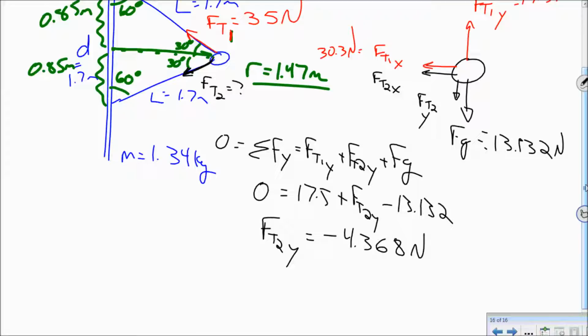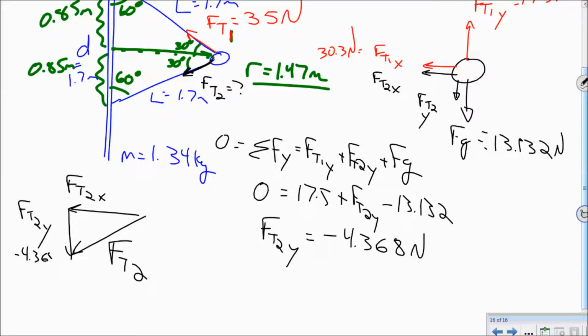So that's the y component of my tension, and I know my angle, right? So here we go. Here's the force of tension 2 in the x direction, force of tension 2 in the y direction, force of tension 2. I know that this guy is negative 4.368. I know that this angle here is 30 degrees, so I can do a little trig and find this guy, right? Or I know it's a 30-60-90 triangle, so this guy's going to be twice as big as this guy, right? So use that if you want. You get 8.74 newtons. Make sense?